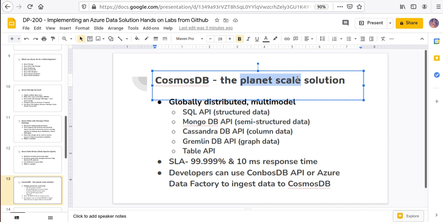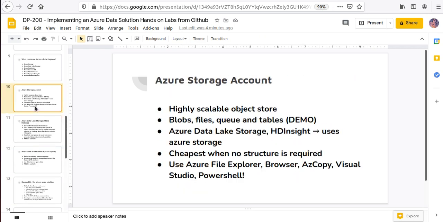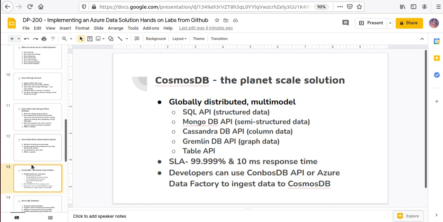So it's a very widely used solution. And if you have any need for very high availability for your data, you should think about it. And developers can use the Cosmos DB API or Azure Data Factory to ingest data to Cosmos DB. So did we look at Data Factory? We have not. So those are the two things that you can use to ingest data to Cosmos DB.